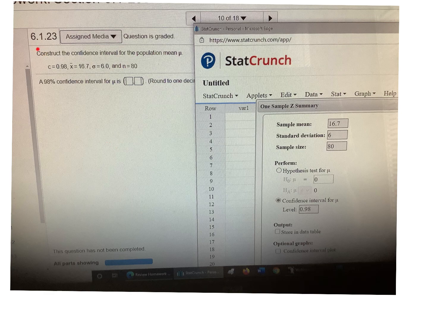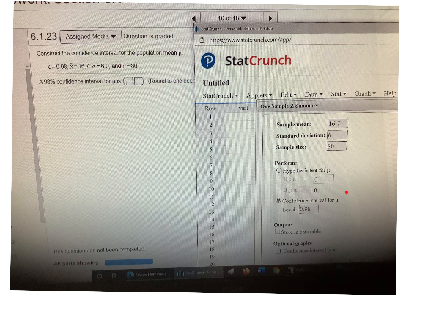Hello, I saw your question about 6.1, number 10 from the homework. You want to construct a confidence interval for the population mean. You want a 98% confidence interval. The sample mean is 16.7, the population standard deviation is 6, and n is 80. So we are given the population standard deviation, so we can use the normal distribution.